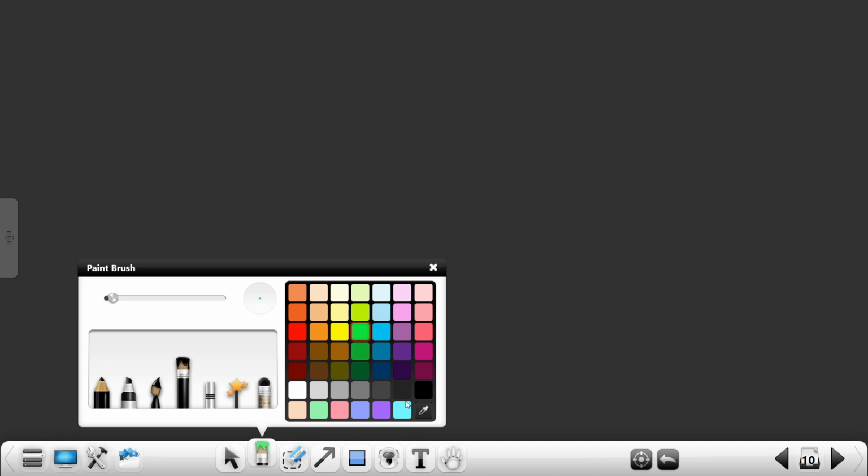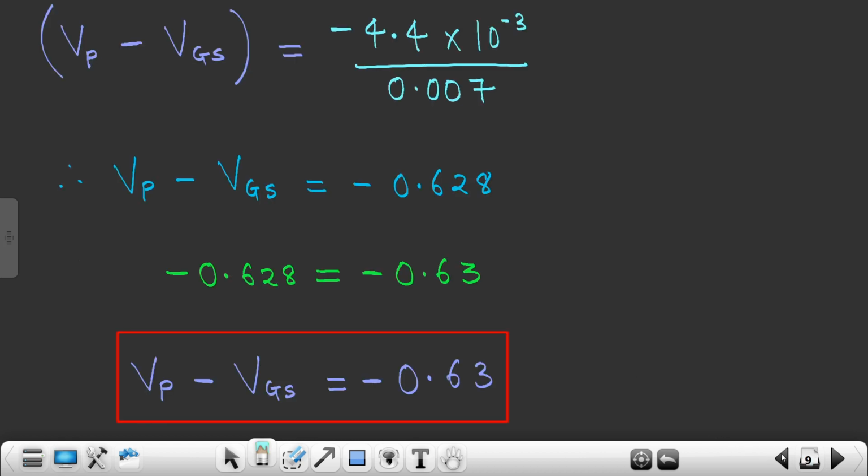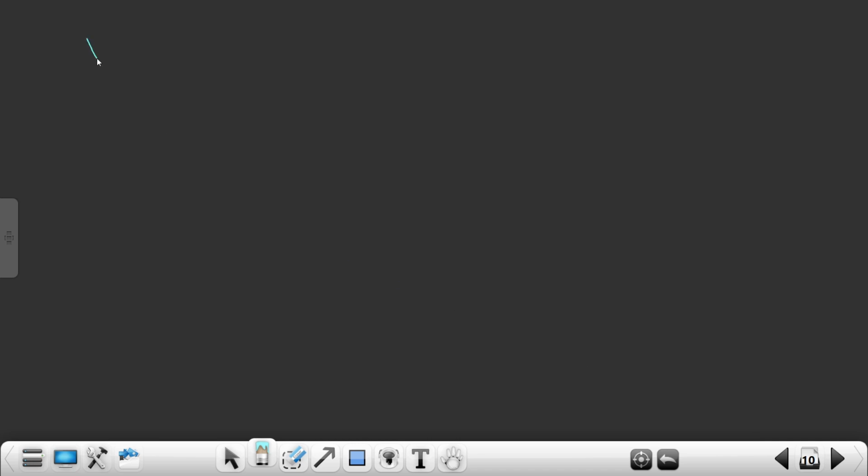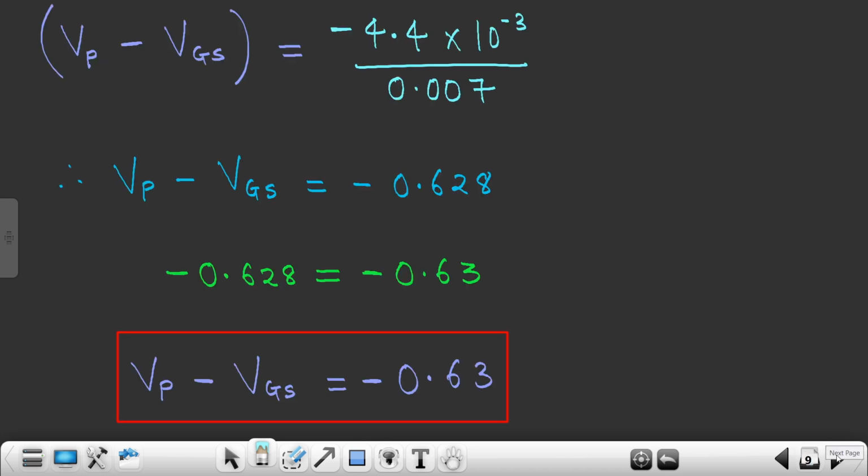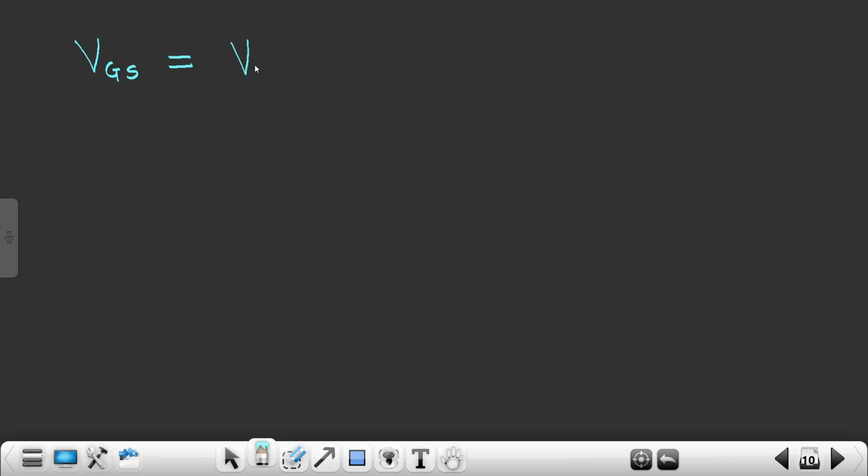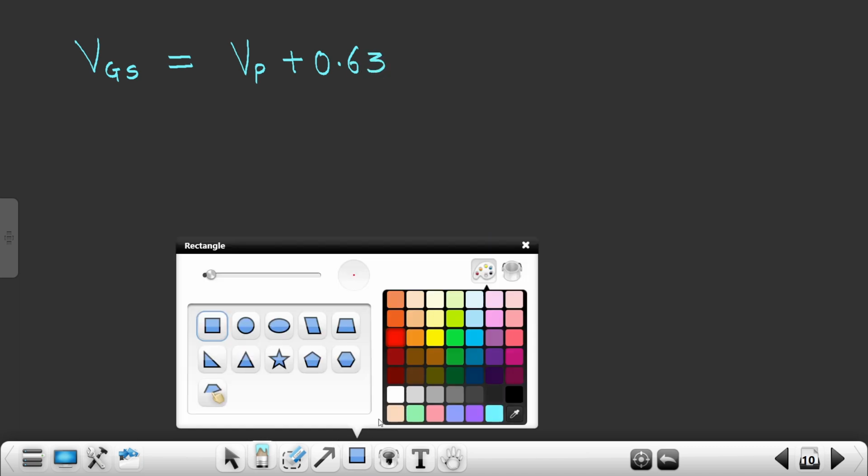So VGS, can I write this particular equation in this way? That is VGS, it is equivalent to VP plus 0.63. So I will again highlight this particular equation.